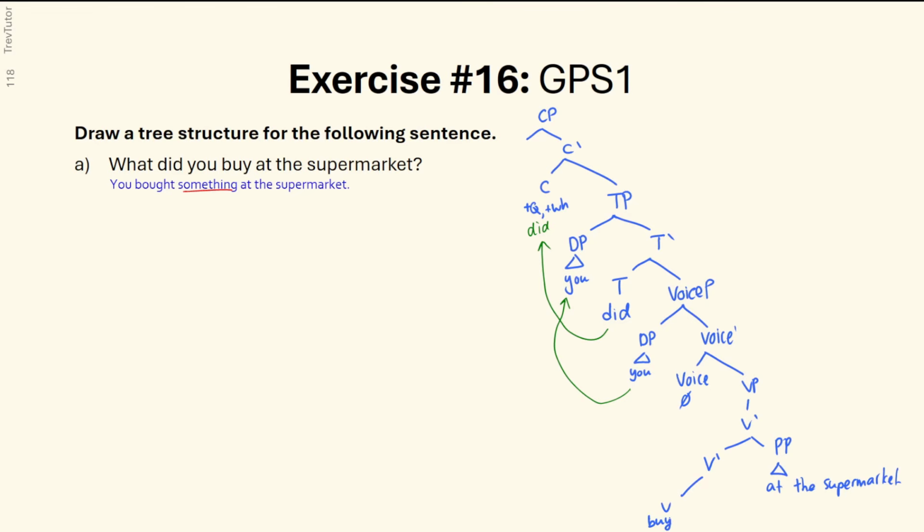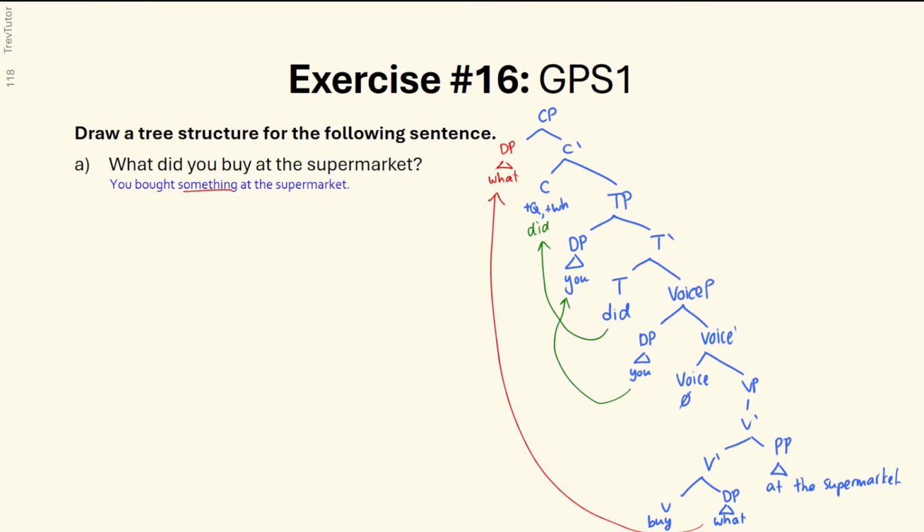It's also important to remember that in what did you buy at the supermarket, you bought something. So the WH word is coming as the object. This is going to be a complement to the verb, a sister to the verb in this case. So our determiner phrase is going to be what, originating as the complement of buy. Now this is going to move up into the specifier of the CP because we have a WH feature under C that needs to check with its specifier.